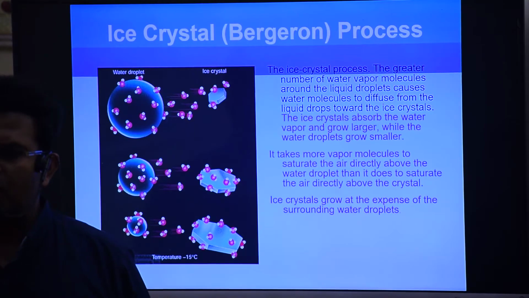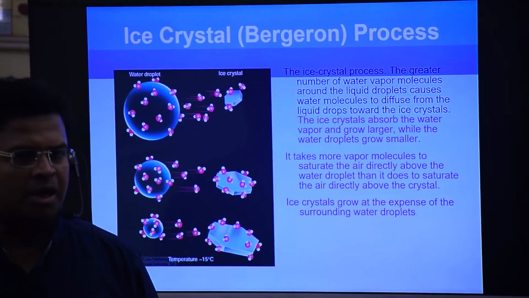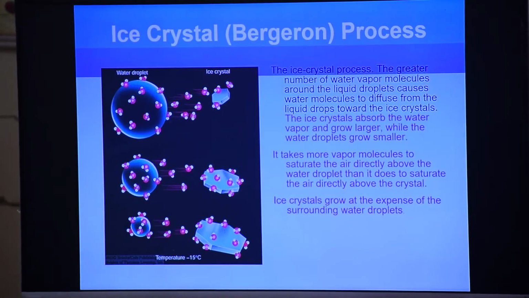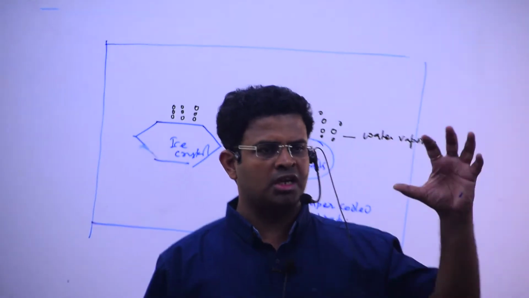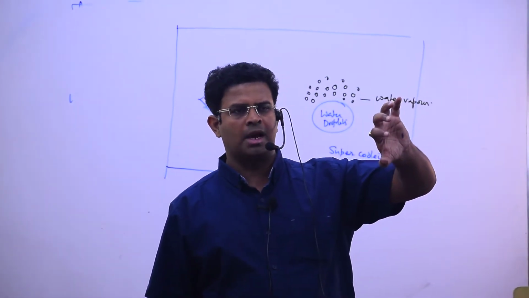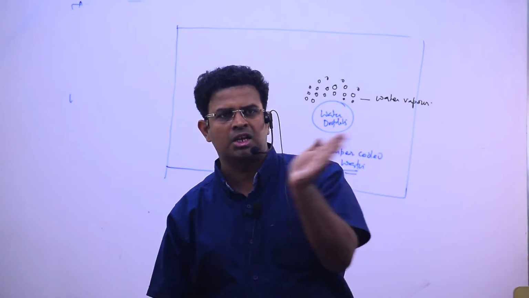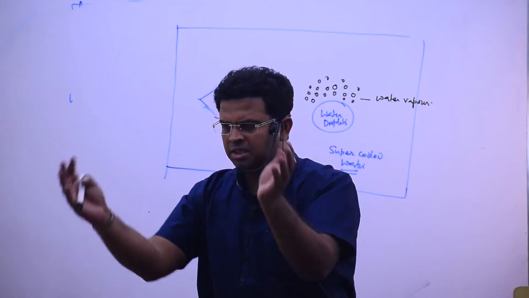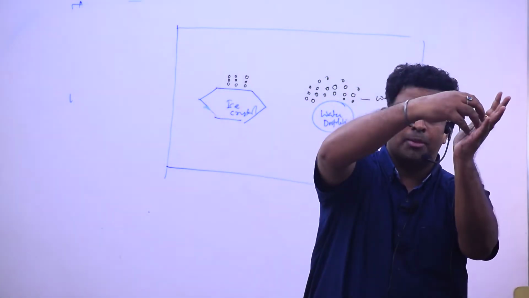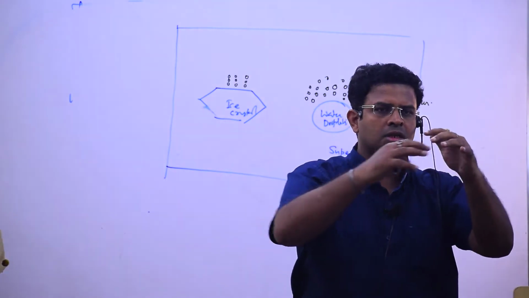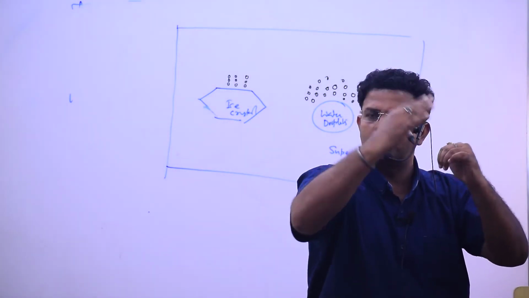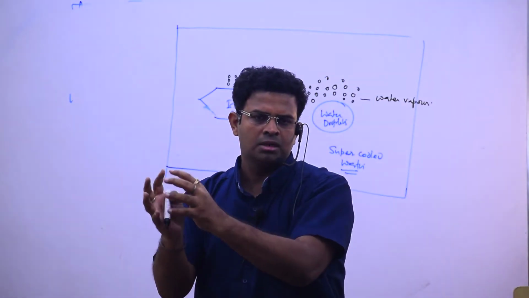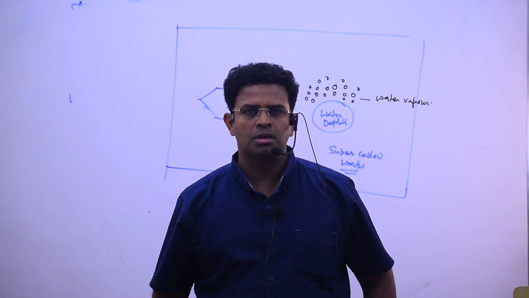Saturated water vapor pressure around the water droplets is more than the saturated vapor pressure around the ice crystal. In such condition, the water vapor from the water droplets starts diffusing towards the less saturated region. When it diffuses, the ice crystal starts growing, while the water droplets keep releasing more water vapor to maintain the equilibrium, and then they become smaller, and the ice crystal starts growing larger. Understood? Write down this.